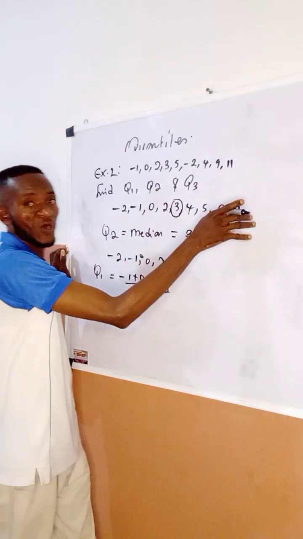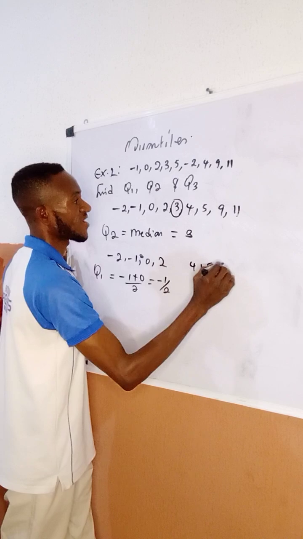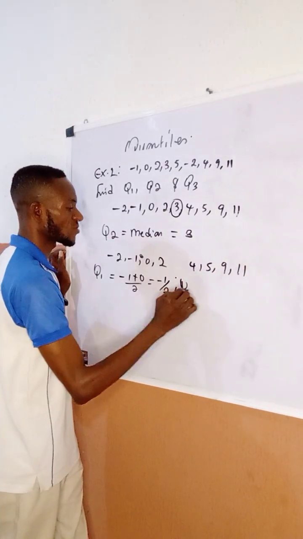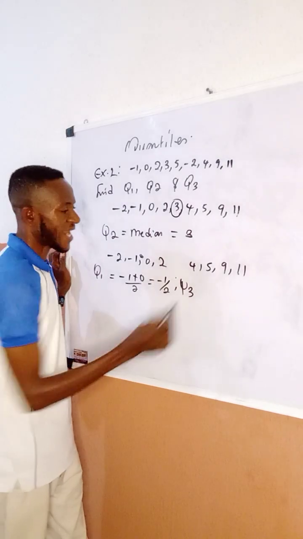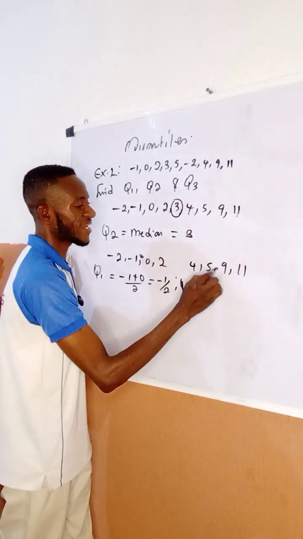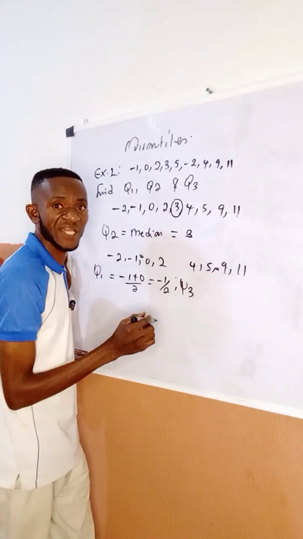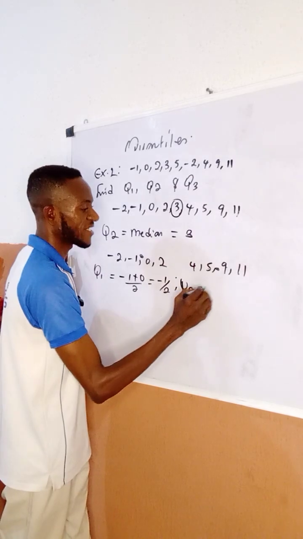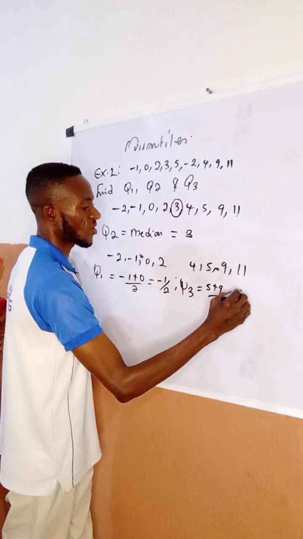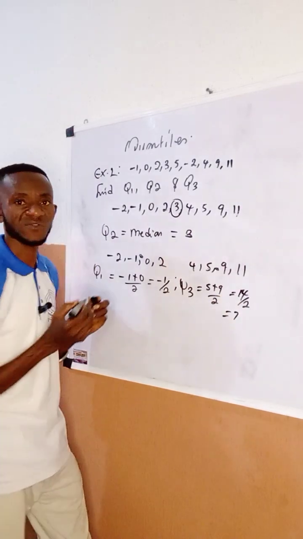Then the second half of the data set is what we have as 4, 5, 9, and 11. As usual, I'm talking about the Q3, the median of the second half. So I'll say 1, 2, 1, 2. It lies at the center, so I'm going to add these two together. That equals 5 plus 9 all over 2, which becomes 14 all over 2, which becomes 7.